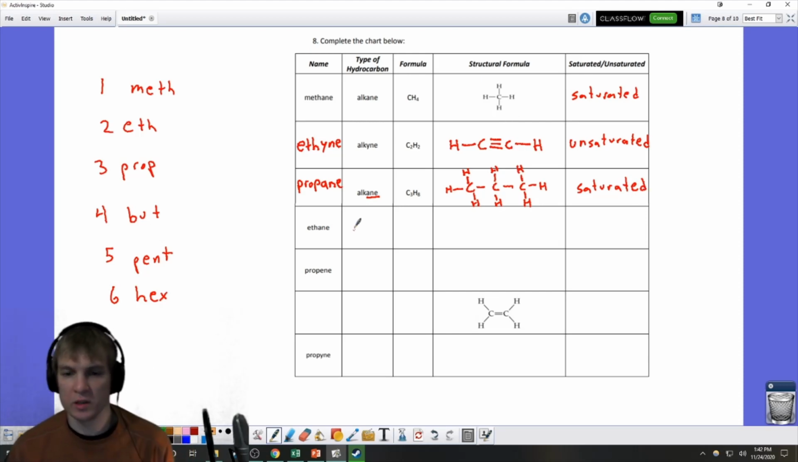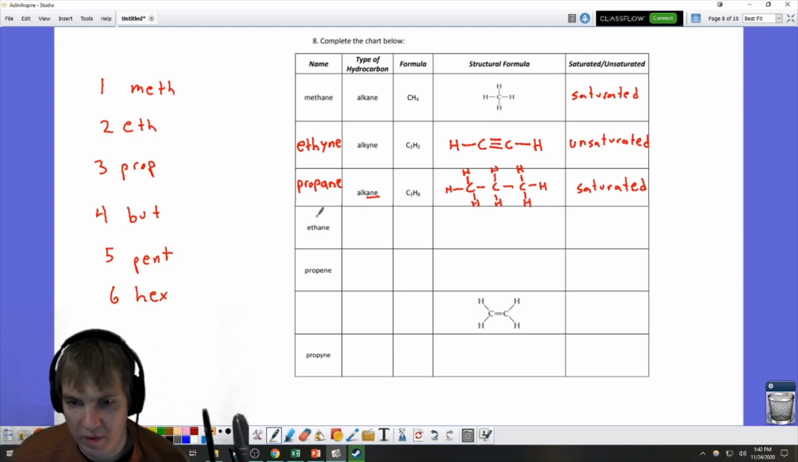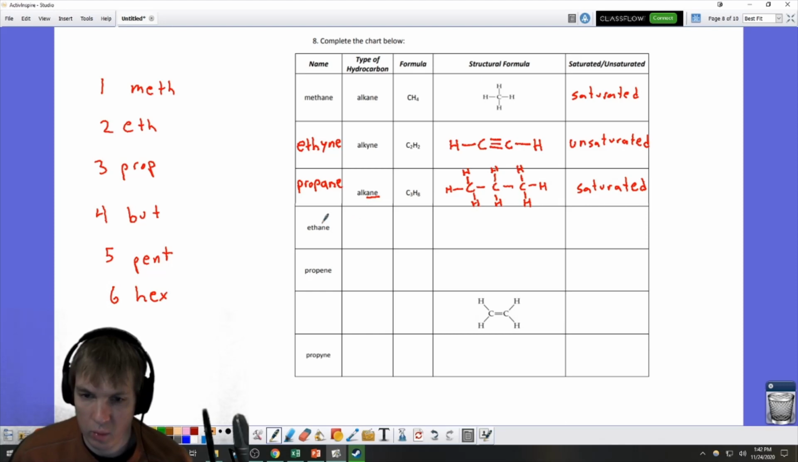Okay, this next one, we want to fill out all of this information, and the only information that we are given is that we have the name. So we have ethane, and ethane is what type of hydrocarbon? Is it an alkane, alkene, or alkyne? Well, since the ending is ane, we know that it is an alkane.